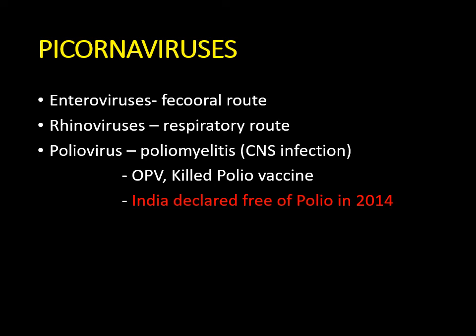Then comes the picornaviruses. It includes the enteroviruses and the rhinoviruses. Enteroviruses enter through the fecal-oral route, rhinoviruses enter through the respiratory route. The enteroviruses include poliovirus, which is very important in this group, causing poliomyelitis or polio disease, which is a CNS infection. The OPV and the killed vaccine, that is the IPV, injectable polio vaccine, have played a very major role in controlling polio infection.